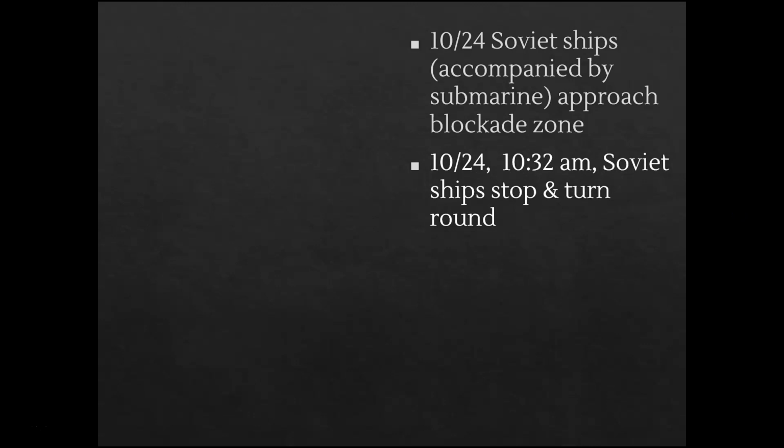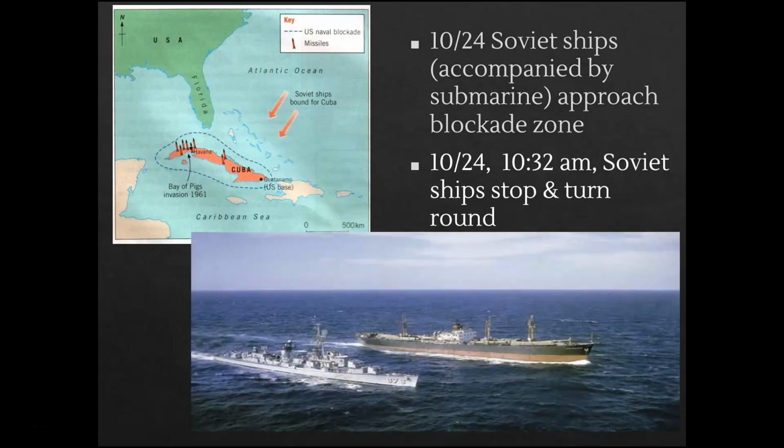On October 24th, Soviet ships, accompanied by a submarine, approached the blockade zone. Here's where it gets really dicey. And we even have it to the minute. October 24th at 10:32 a.m., Soviet ships stop and turn around. Thank goodness. Thank goodness. If they didn't, I don't know if I'd be talking to you right now, quite honestly.